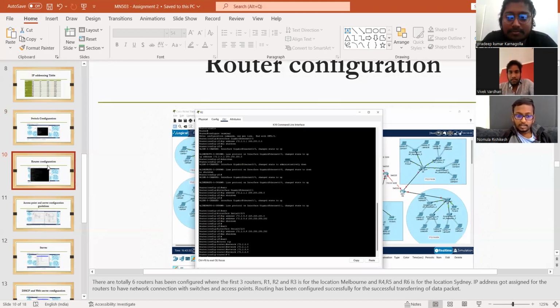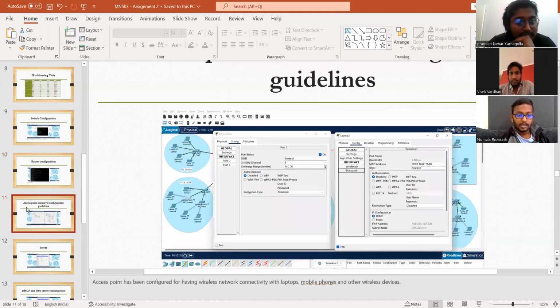Configuration: there are in total six routers configured. The first three, R1, R2, and R3, are for the location of Melbourne, and the R4, R5, R6 routers are for Sydney. IP addresses were assigned to the routers to have network connection with the switch and access points. Routers have been configured successfully, transferring the data packets. Next one.